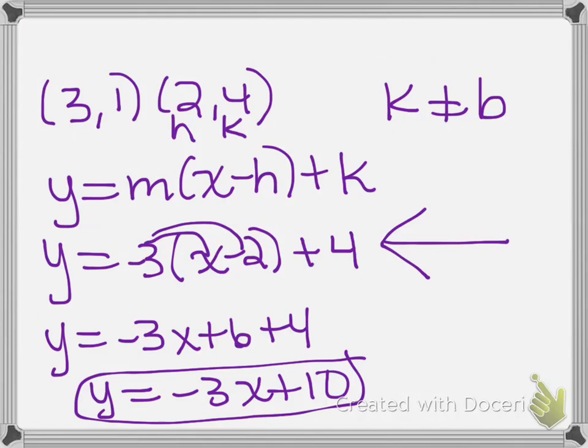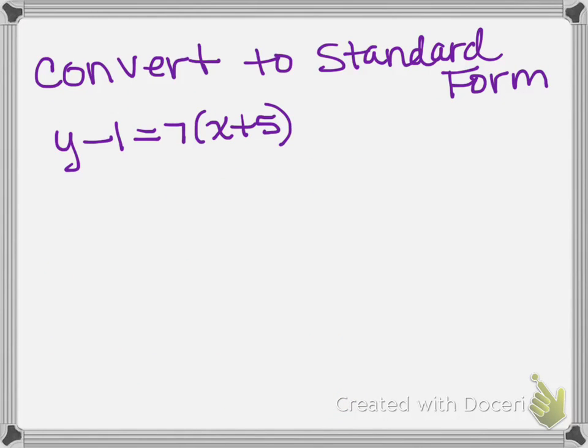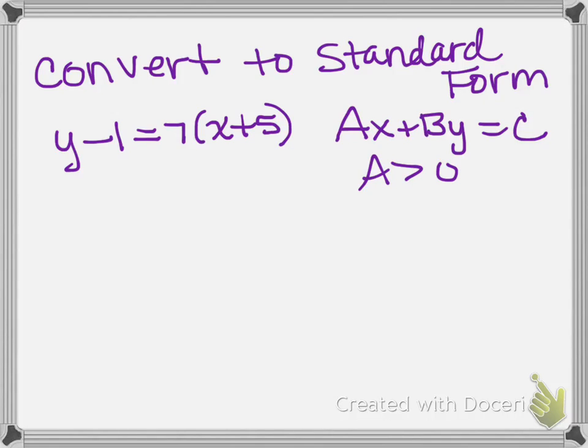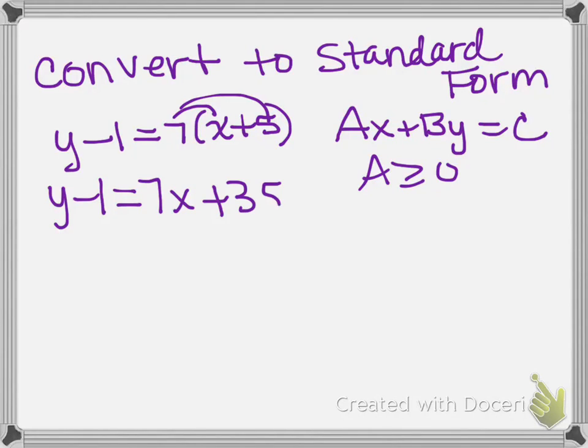The next thing I want to do is have you convert if something is in point slope form back into standard form, which is, remember, that's ax plus by equals c. A, b, and c have to be integers, and a has to be greater than 0. Or I guess it can be equal to 0 as well. So the first thing I'm going to do is distribute the 7. So y minus 1 equals 7x plus 35.